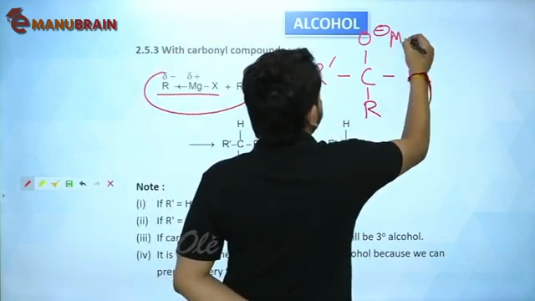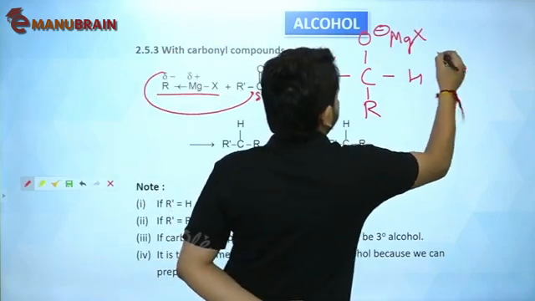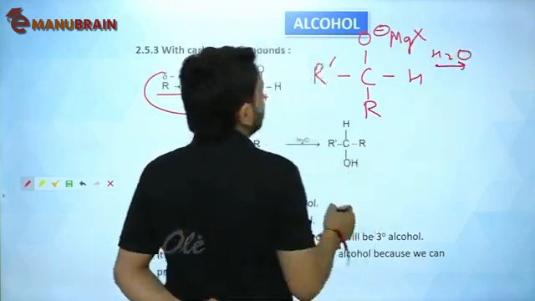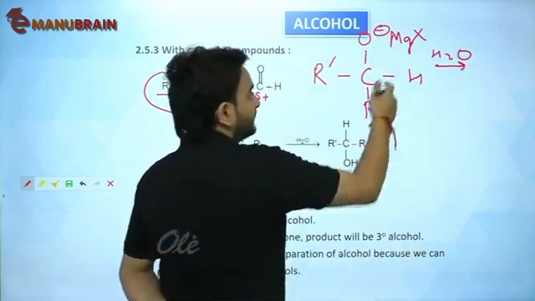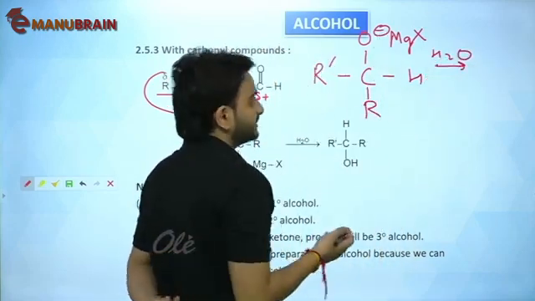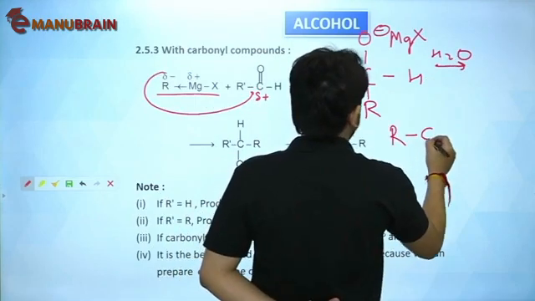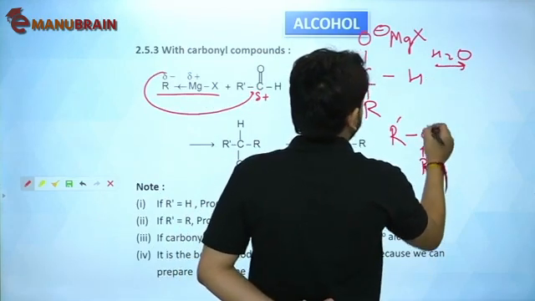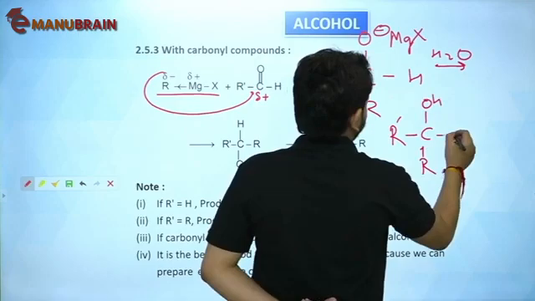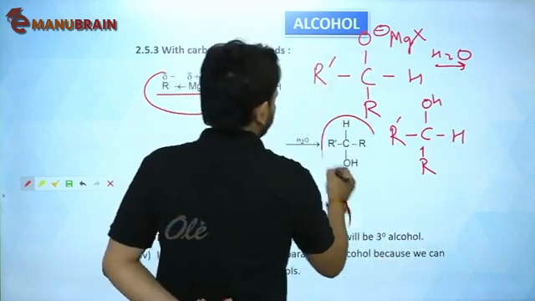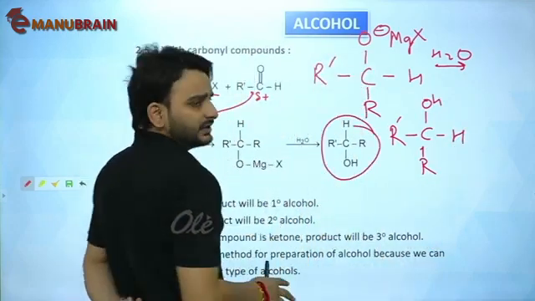This will become O minus MgX, right. Now when you treat it with water again, this O minus will displace the hydrogen of the water. OH minus will be left, it will attack this side, and you'll finally get R, R dash, R, OH, and H. So this is exactly what we have over here. Just some things are up and down.